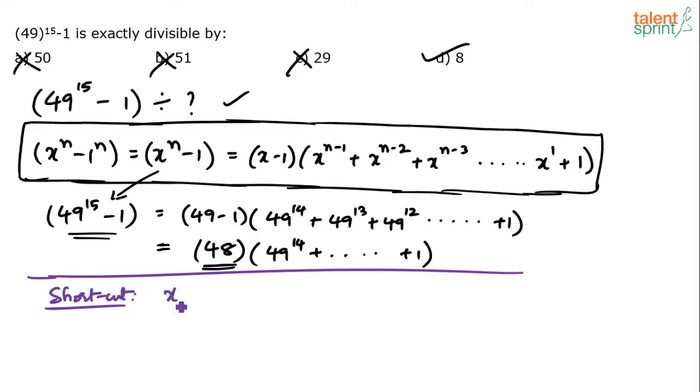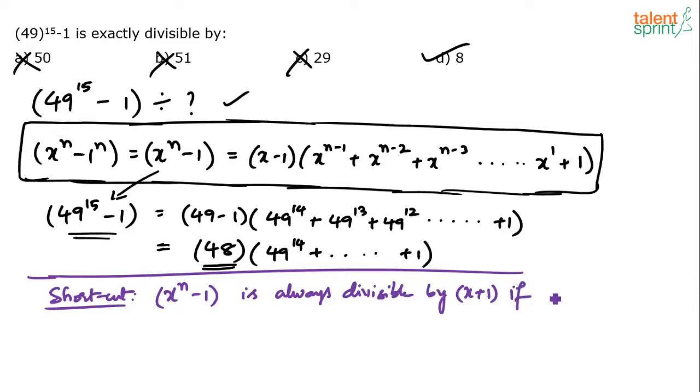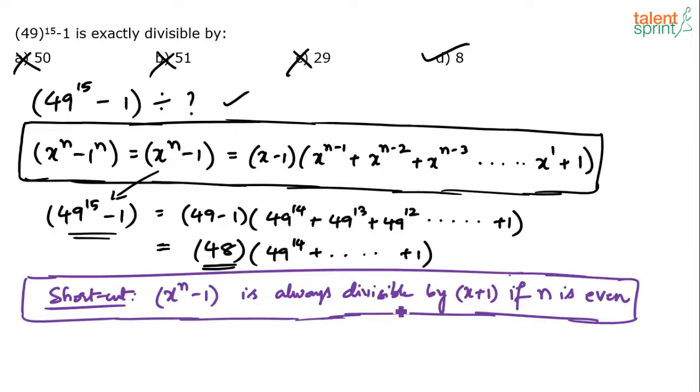But let me just tell this to you. Remember, x power n minus 1 is always divisible by x plus 1 if n is even. Now you have to remember this point, very very important. Now if you look at the given number 49 power 15 minus 1, can I say it is divisible by x plus 1, 49 plus 1, 50? No. Why no?